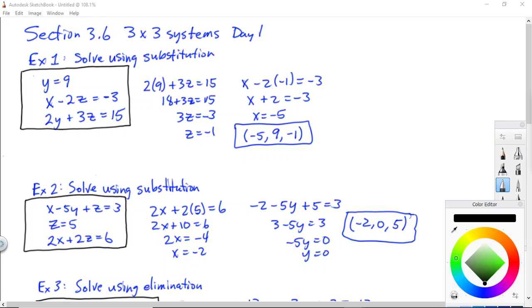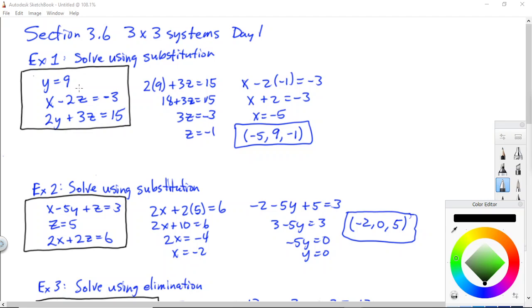So let's look at these. We've already worked them out, so I put a box around the original problem, the system of three equations that we're going to solve. And we have the work here. So let's look at what we did.